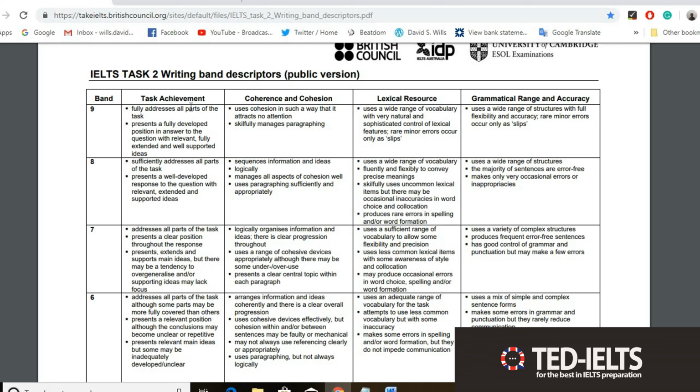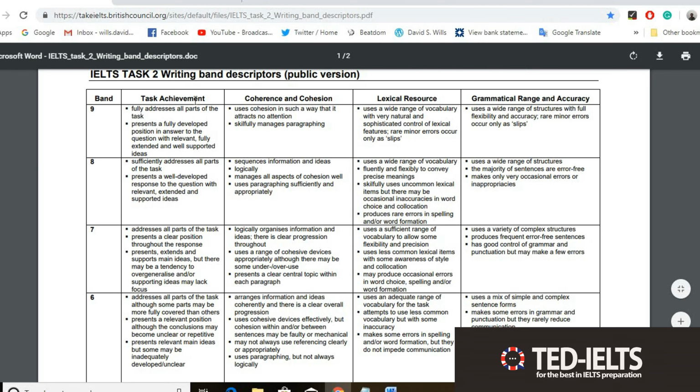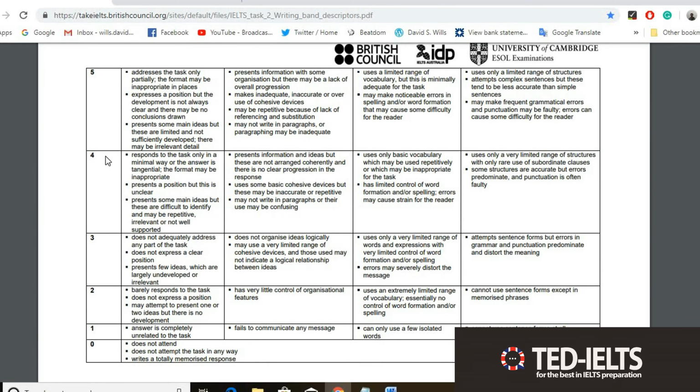I mark a lot of students' essays, and we're going to be looking at some of those today to show just how difficult, in fact, it can be. So let's look then at the task achievement band descriptors from 9 down to, let's say, 4. In fact, we're not going to look at all of them, but we'll just look at a few of them today. To get a band 4 in task achievement, it says here responds to the task in only a minimal way, or the answer is tangential.